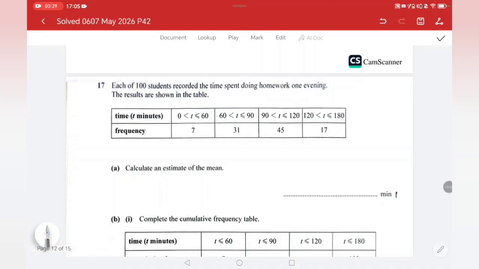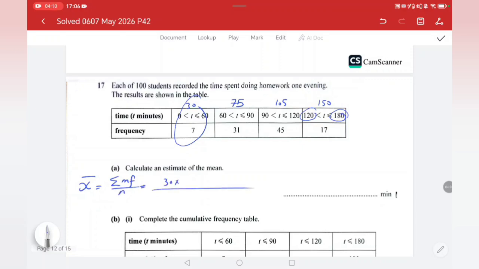Okay, so when usually we see estimate the mean, we know that we have to find the mid value. Okay, so the mid value of 0 to 60 is 30, mid value here is 75, right? 90 to 120 is 105, and here is 150. If you don't know how to find it, just add them and divide by 2. Okay, so as we said before, the mean equals the sum of mf divided by n.